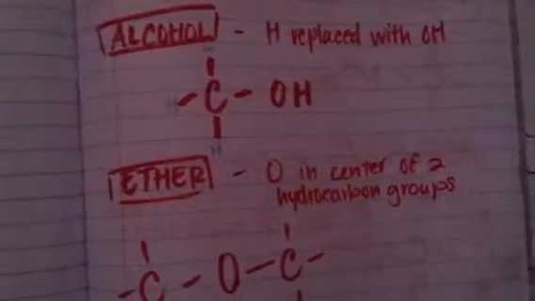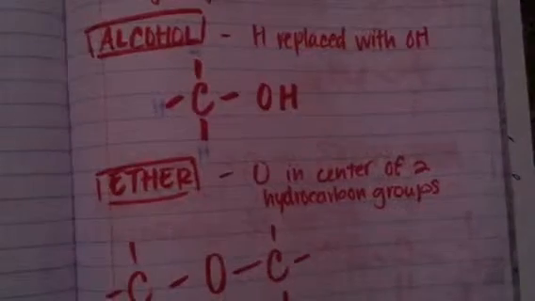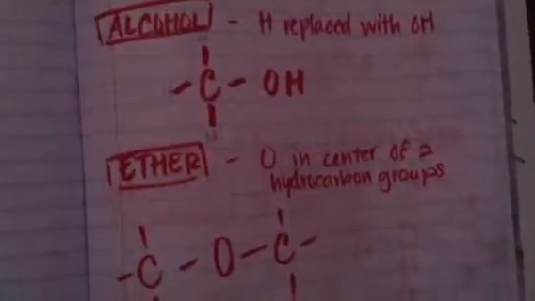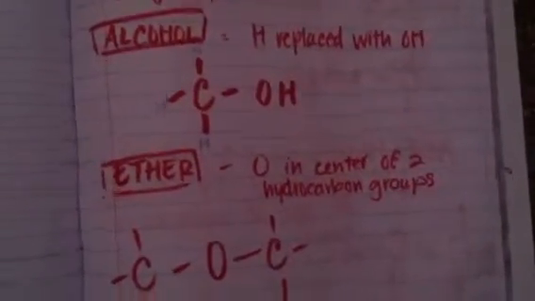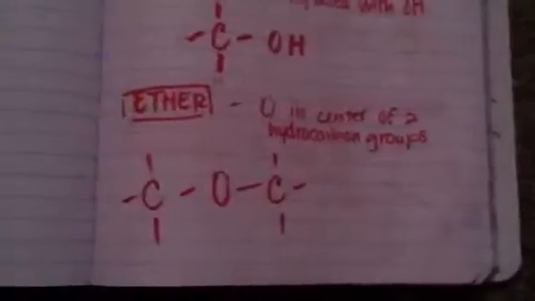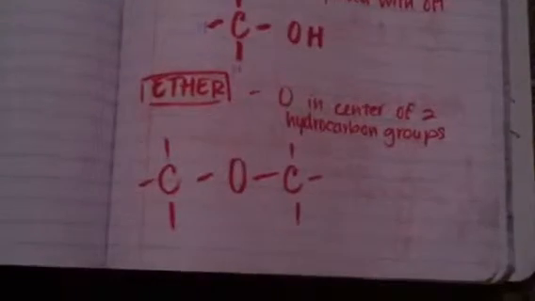First, let's start with alcohol. That is when a hydrogen is replaced with an OH, hydroxide. So here we have a hydrocarbon group, and instead of a hydrogen, we have a hydroxide right there, or hydroxyl group as they call it. Next we have an ether, which is when an oxygen is in the center of two hydrocarbon groups. As you can see, the oxygen is in the center of both hydrocarbon groups.